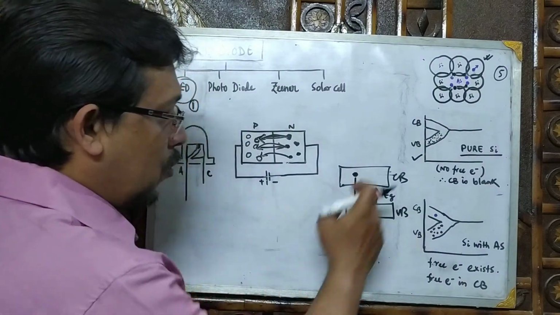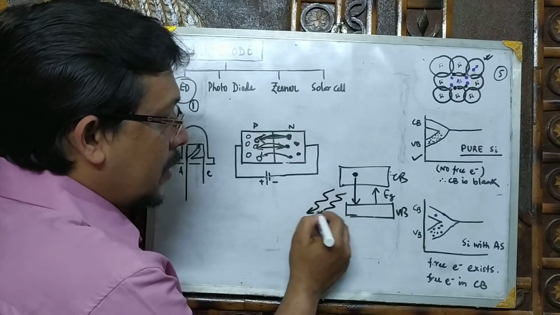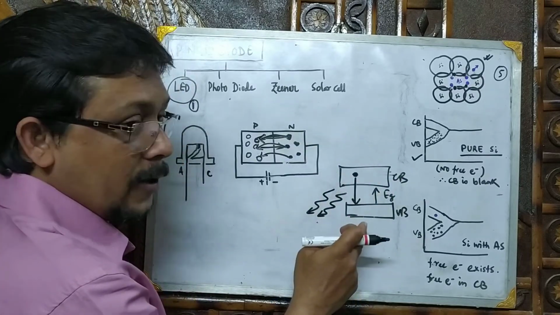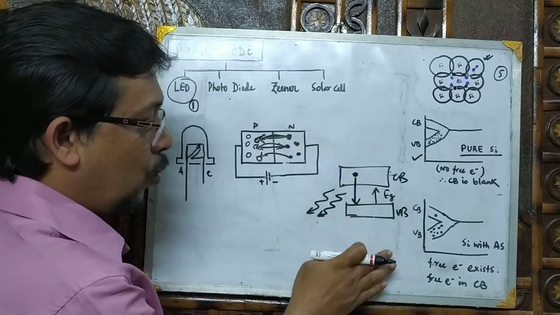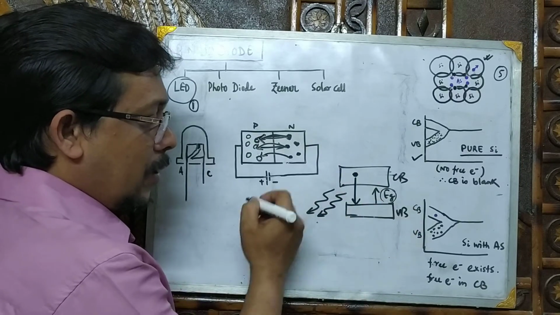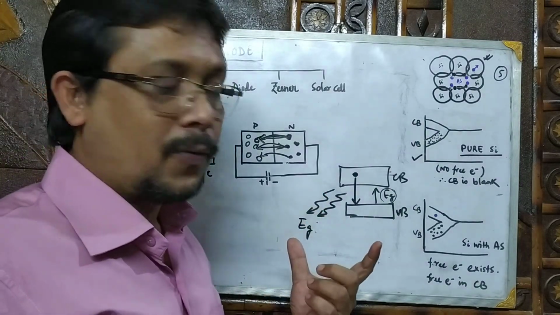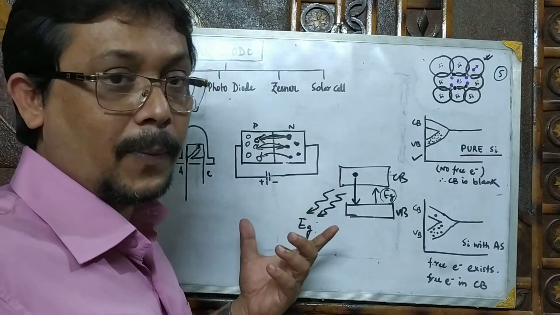As it is coming down from higher energy to lower energy level, it will release some energy. Because it is coming from the conduction band to the valence band, that means higher energy level to lower energy level, so extra energy, that means this Eg amount of energy, it will release. It may come out in the form of heat, it may come out in the form of light also.